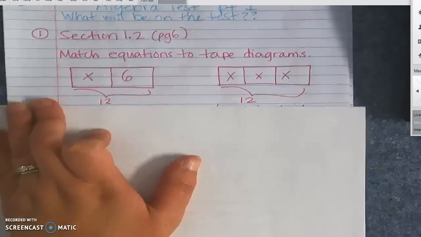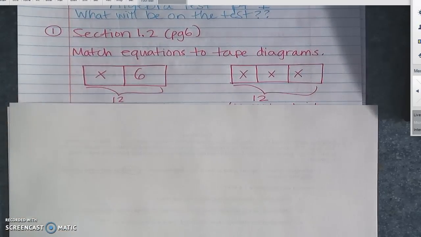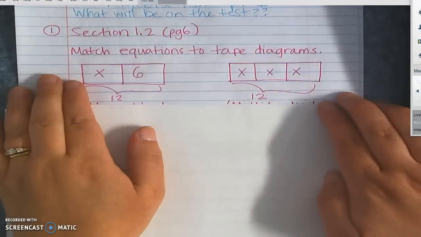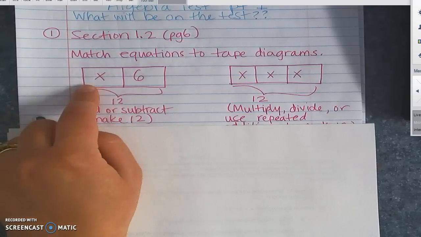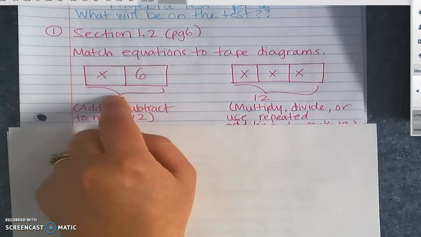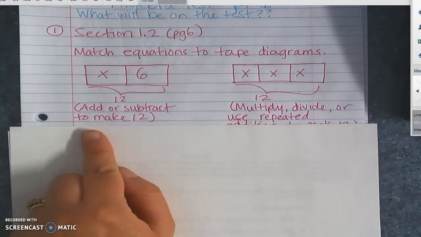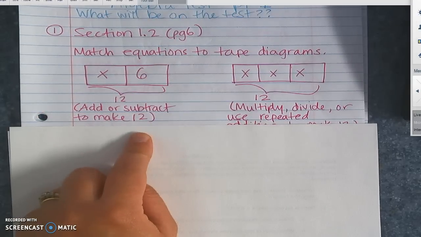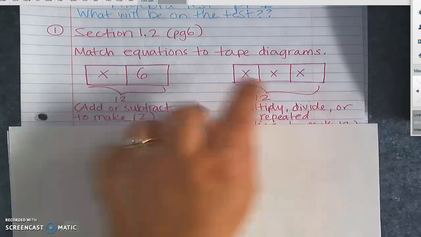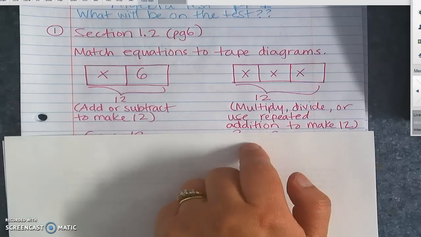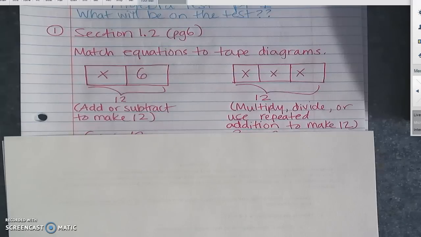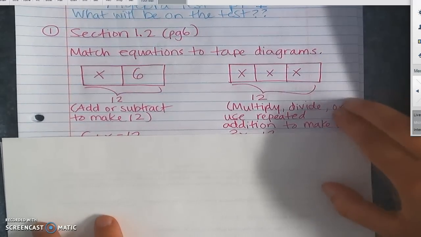All right, so Part 1 is matching equations to tape diagrams, and this comes from section 1.2 on page 6. So I have two tape diagrams here. This one is one group of x plus one group of 6, and together it's making 12. So these would be equations where I'm adding or subtracting to make 12. This one, I have three groups of x making 12. So here I'm looking for ways to multiply, divide, or use repeated addition to make that 12. So please pause to copy that down.